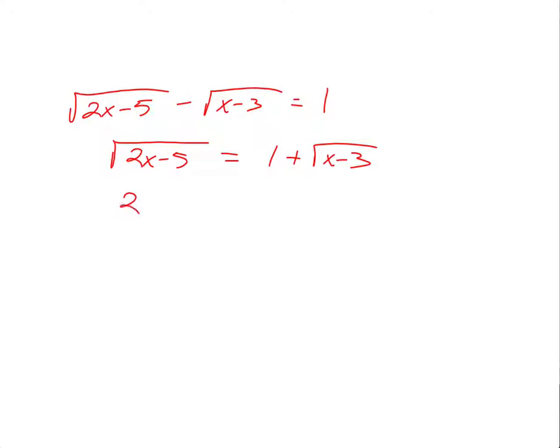So we get 2x minus 5 on the left. I'm squaring a binomial on the right, so what am I going to end up with? A trinomial. So I need to square each of these. So I square 1, I get 1. I square the square root of x minus 3, and I get x minus 3. And then what do I do to get my last term? Multiply and double. So if I multiply these two, I get the square root of x minus 3. If I double it, I get that.